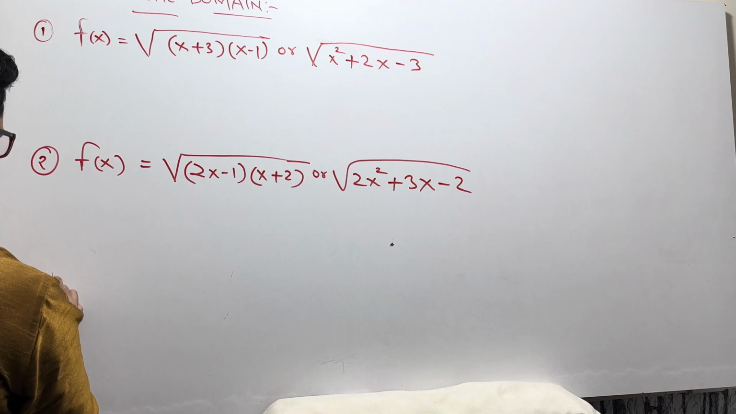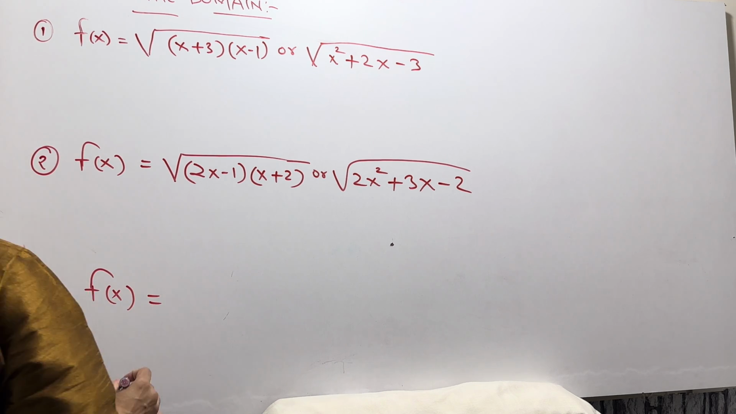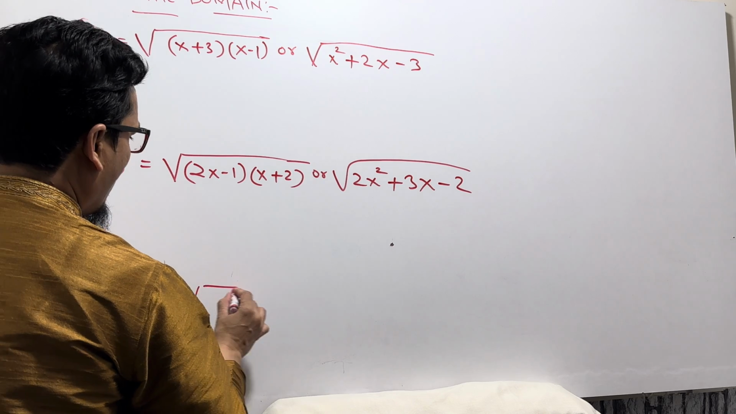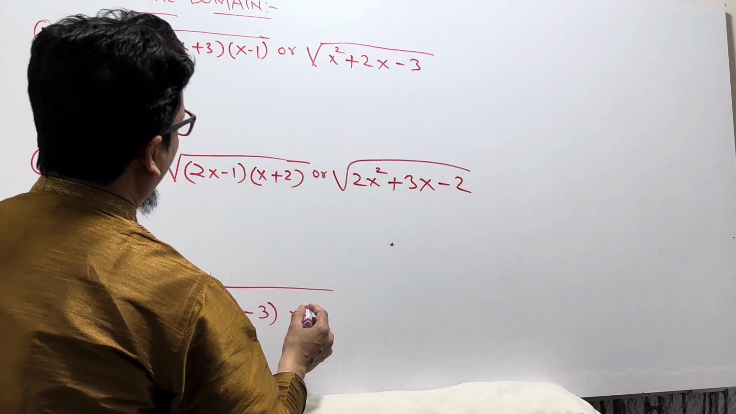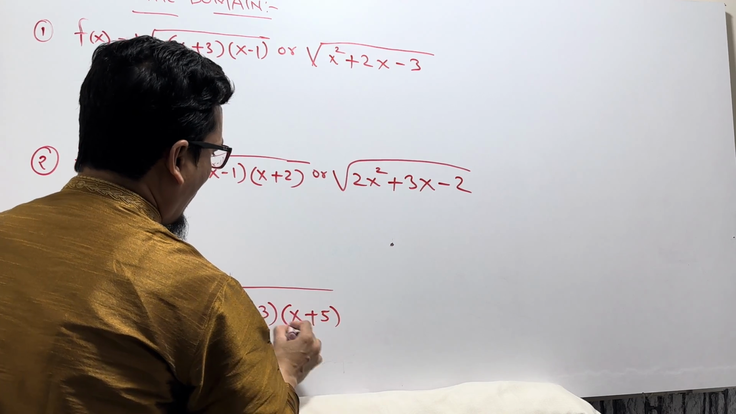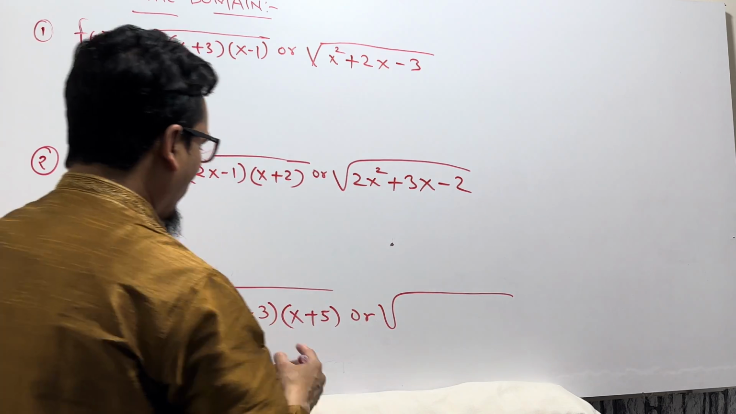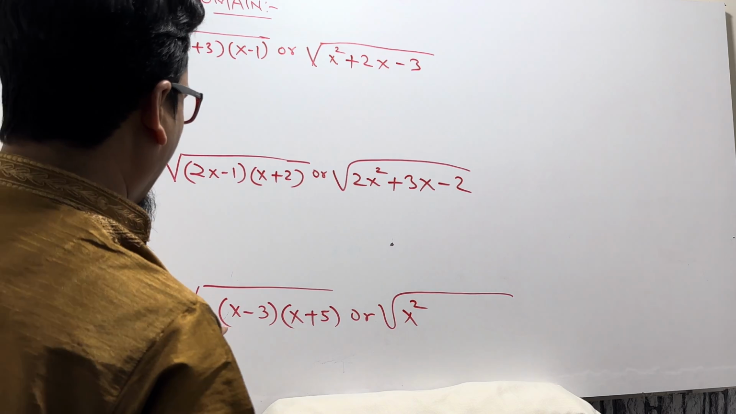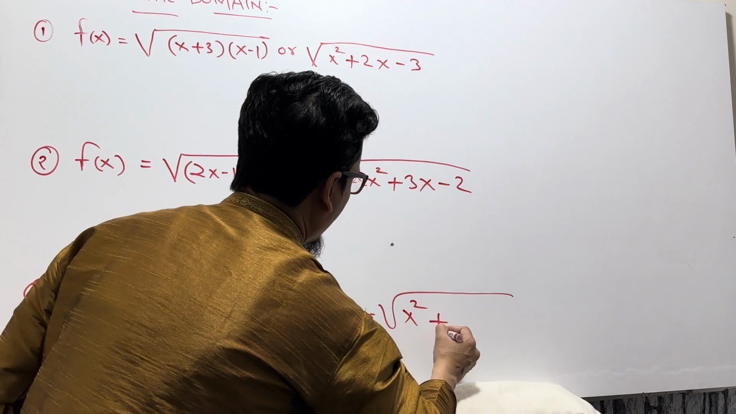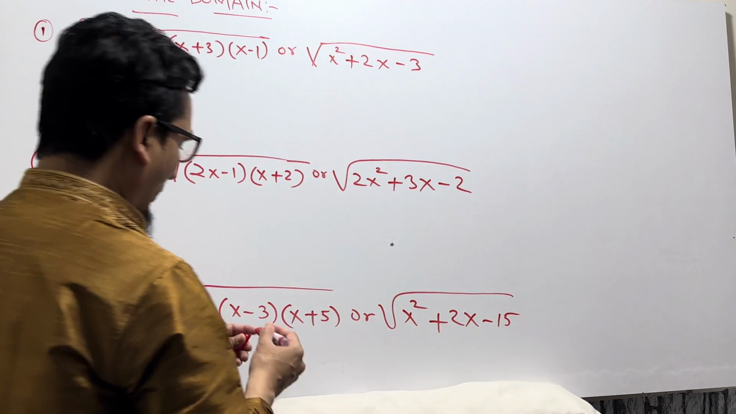And the third one we have, you can give any question: f(x) is equal to the square root of (x minus 3)(x plus 5), or this can be written as, we are going to write down the quadratic equation. It will be x squared, and this is what? 5x minus 3x, this is plus 2x and minus 15, right? I'm not going to try this one.